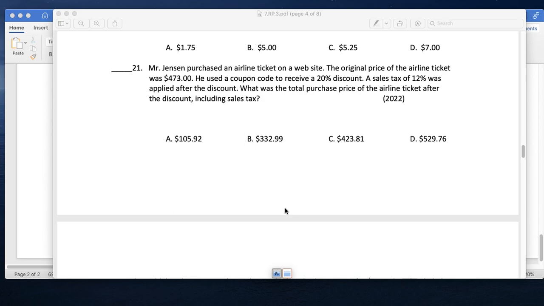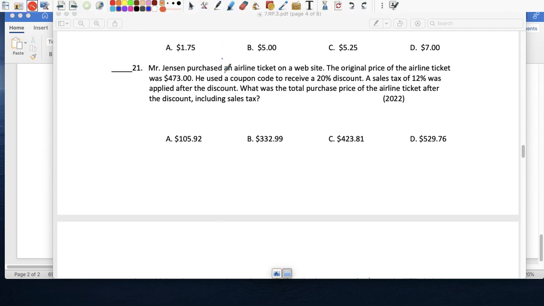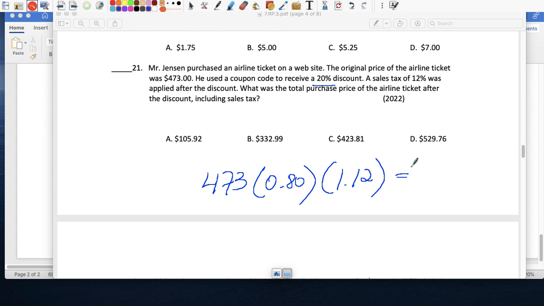Another 2022 question. Okay, last year. Airplane ticket. The original price was $473. You have a coupon code for 20% and then the tax of 12%. What was the total purchase price after the discount and after the tax? So this one is easy, right? $473. If you have a 20% discount, it means you have to pay for 80%. If you multiply those two, you get the discounted price, and then you have to add the tax. You want to find the price of the airplane ticket plus the tax. You do that. 473 times 0.8 times 1.112 gives you 423.81 rounded.